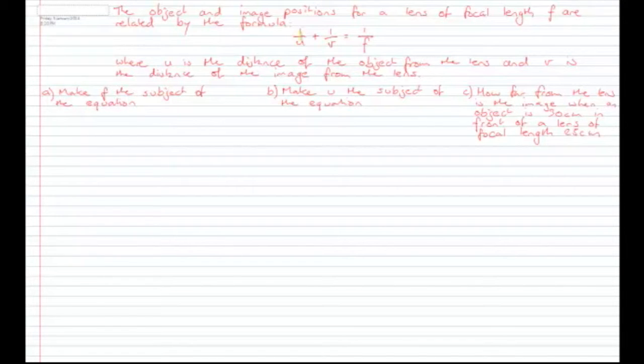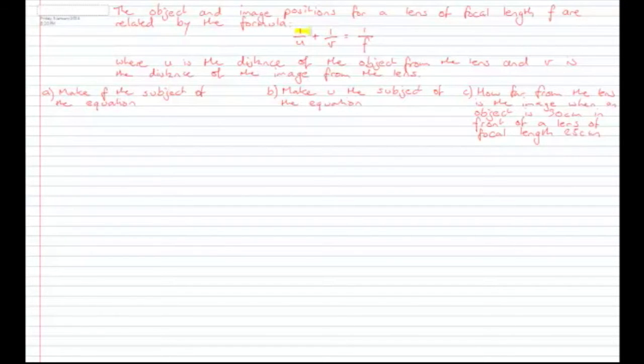Alright, so the question says this: the object and image positions for a lens of focal length f are related by the formula 1 over u plus 1 over v is equal to 1 over f, where u is the distance of the object from the lens and v is the distance of the image from the lens. Okay, so let's go through and highlight all of the key information.